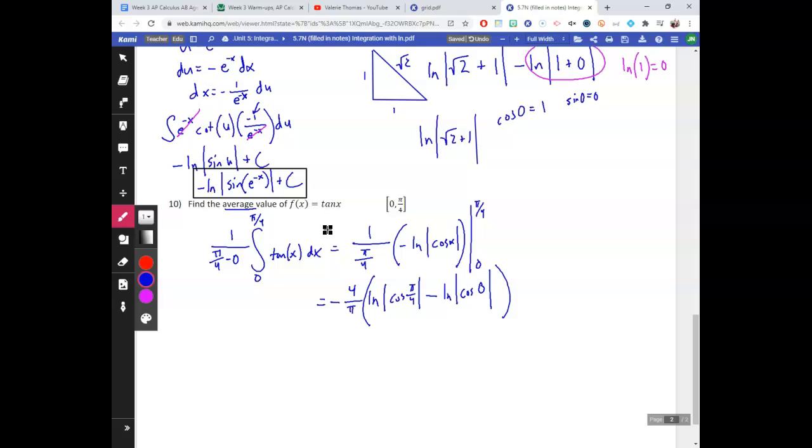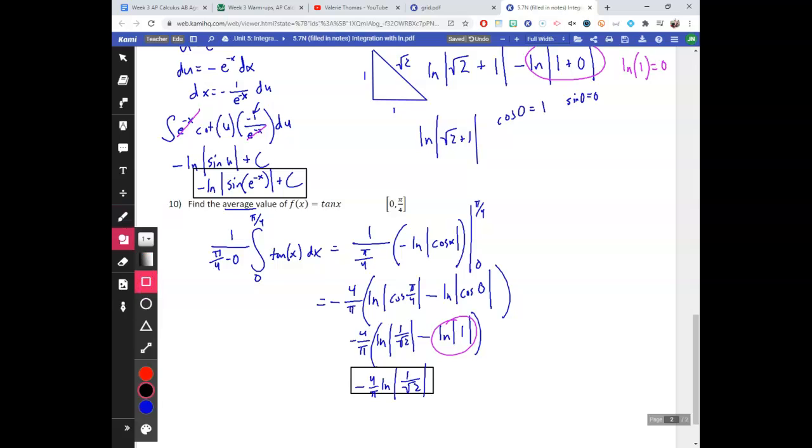Well, what is cosine of pi over 4? That's going to be 1 over the square root of 2, right? Or root 2 over 2. Either way is fine in calculus to write it. Sorry, I forgot the natural log. Natural log of 1 over root 2. Hopefully you have space to write that in there. Minus natural log of 1. Well, we just saw earlier, natural log of 1 is just 0, right? So you want to make sure to put that in there. That's just going to be 0. So we get negative 4 over pi, natural log of 1 over root 2, and we can end our day there. All right?